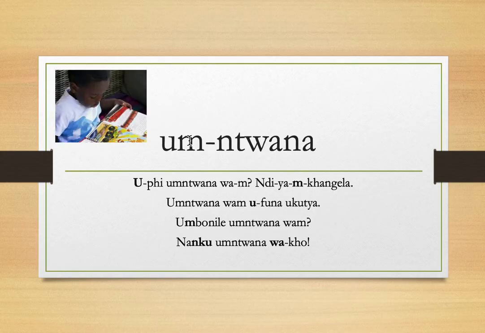Another noun class starts with u and generally refers to people. So umntwana is the little person, i.e. the child. Umntwana. Uphi umntwana wam. Where is my child? Or he is where, the child of mine. Ndiyamkhangela. I am looking for him or I am looking for her. Umntwana wam ufuna ukutya. My child wants to eat. Umbonile umntwana wam. Did you see him or her? The child of mine. Nanku umntwana wakho. Here is your child.